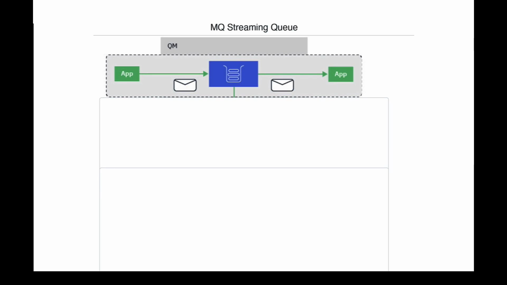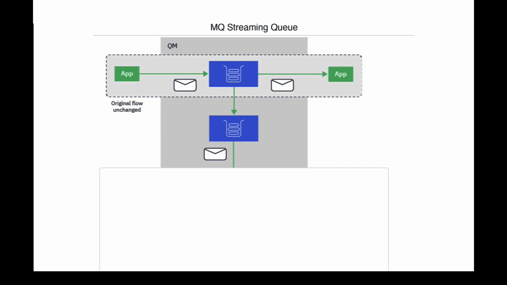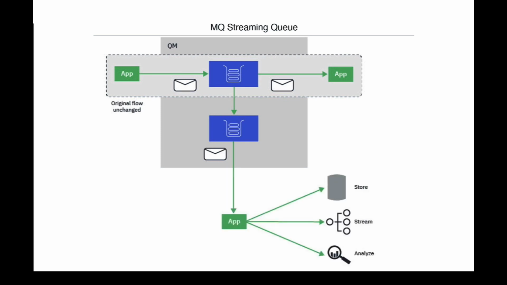But first off, what is MQ streaming queues? Let's say we have a queue and the consuming app to the right. When it consumes the messages, they're gone from the queue, right? So an MQ streaming queue is a copy of the original queue, but the original flow is completely unchanged, right?